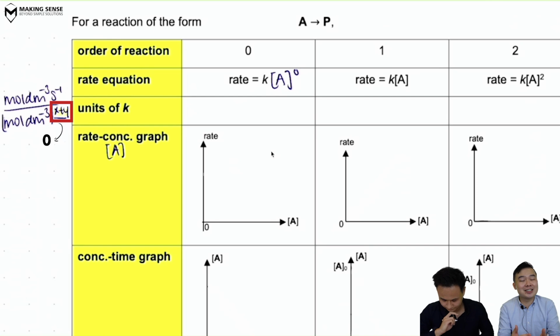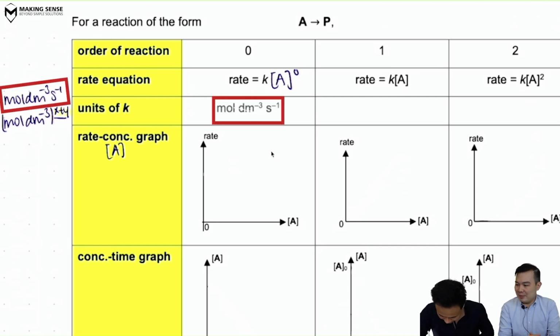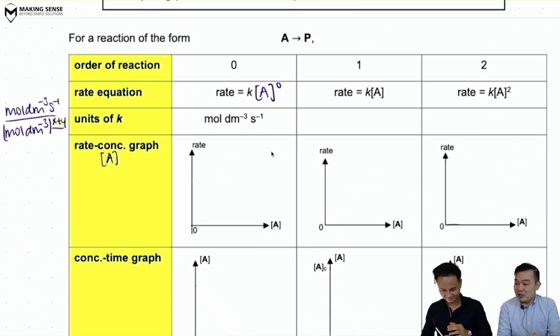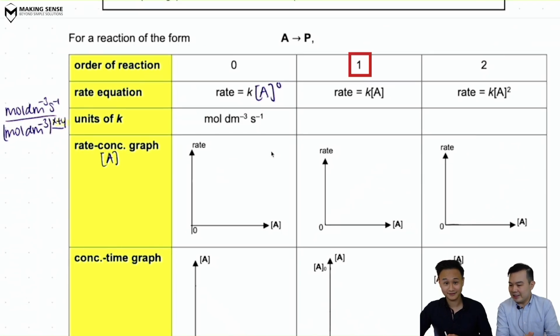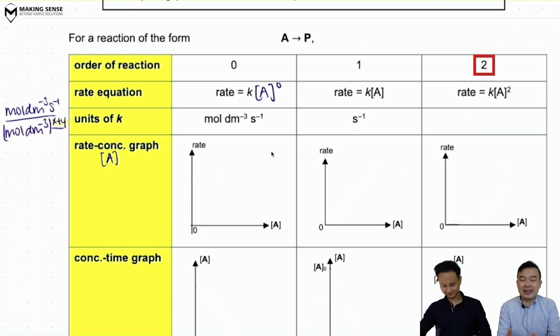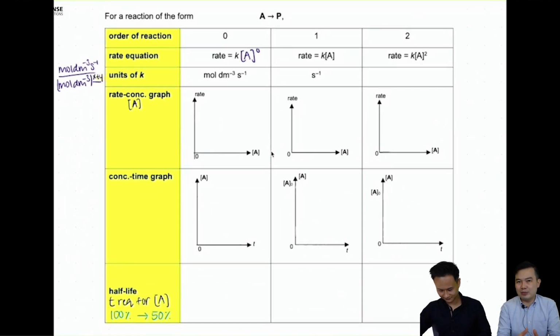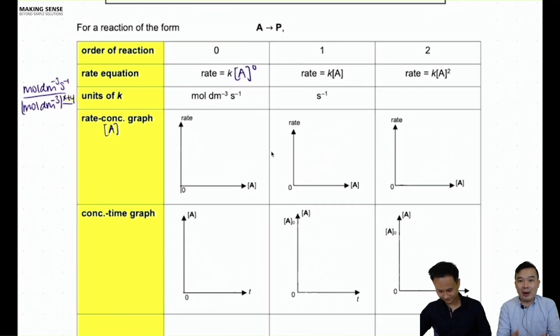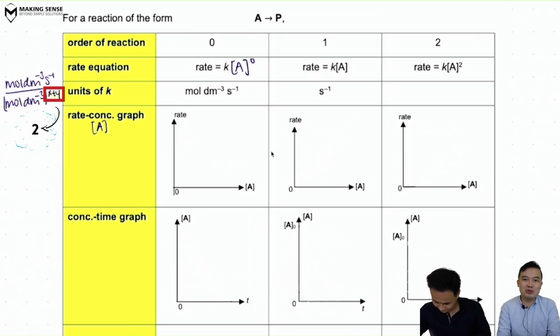You notice that it's just simply the numerator. So mol dm^-3 s^-1. Okay, go on, Mr. Leong. What happens if it's 1? Okay. So if the power in the denominator here is 1, then you notice that mol per dm^3 is going to cancel. You're only going to be left with s^-1. Easy. And finally, if it's power 2, you realize that there's more mol per dm^3 in the denominator by power 1, and that's why you end up with mol^-1 dm^3 s^-1.